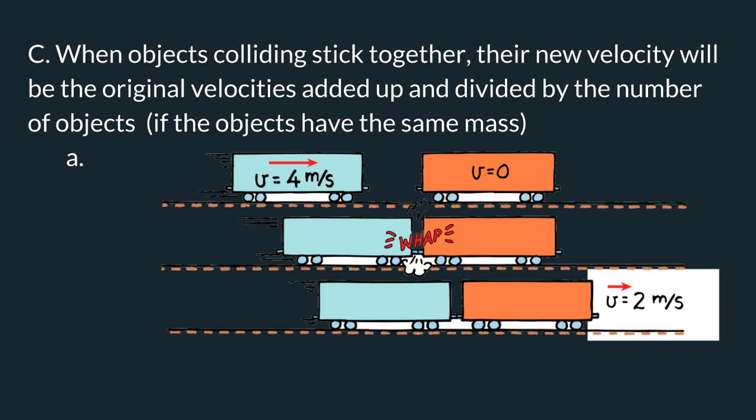Another thing we can figure out is that if two objects stick together, their new velocity is the original velocities added up, so 4 plus 0, and divided by the total number of objects. So we've got two train cars. They're often used as an example because they travel in straight lines on railroad tracks. We're assuming that they have the same mass. We add 4 plus 0, we get 4, and divide it by the number of objects, two train cars, so 4 divided by 2 gives us a final velocity of 2 meters per second.